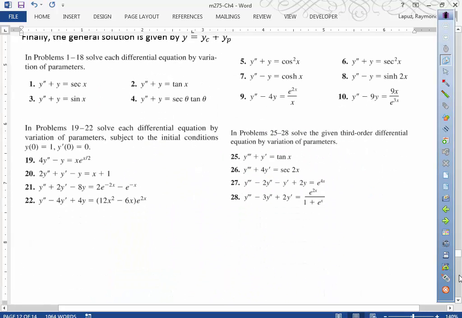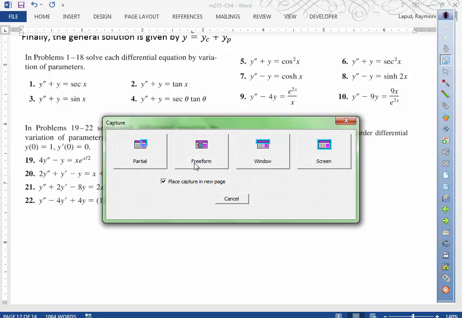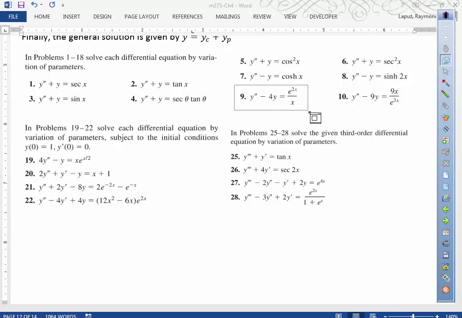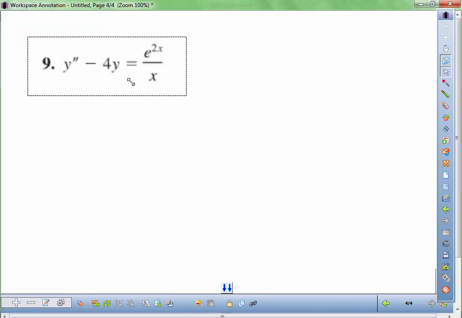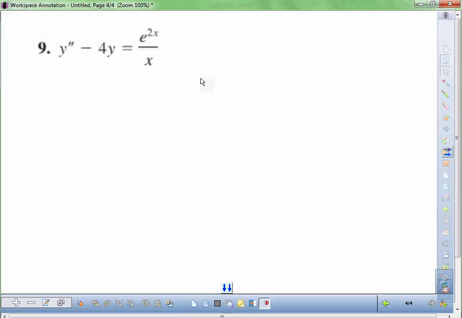Number 9. Let's do number 9. So this one is y double prime minus 4y is equal to e to the 2x over x. No, we skipped over the annihilator method, so we're not going to cover the annihilator method. This is called variation of parameters.